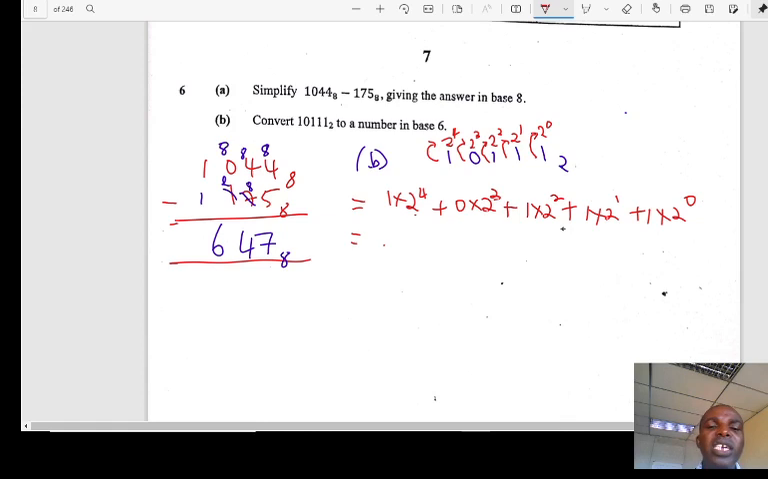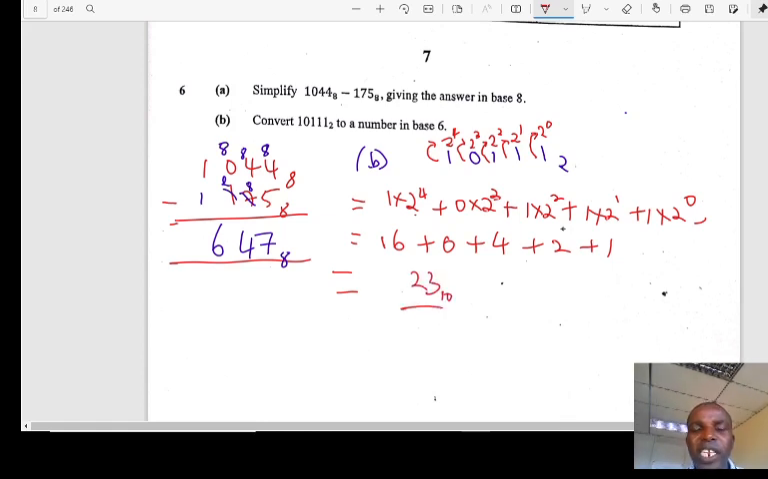So 2 to the power 4 is 16, times 1 is 16 here. Plus 2 to the power 3 is 8, 8 times 0 is 0. Plus 2 to the power 2 is 4, 4 times 1 is 4. Plus 2 to the power 1 is 2, times 1 is 2. Plus 2 to the power 0 is 1. Any number raised to the power 0 is always equal to 1. So 1 times 1 is 1. Then you add here 16 plus 0 plus 4 plus 2 plus 1, you get 23, but this one will be in base 10. Our answer, we want it in base 6.